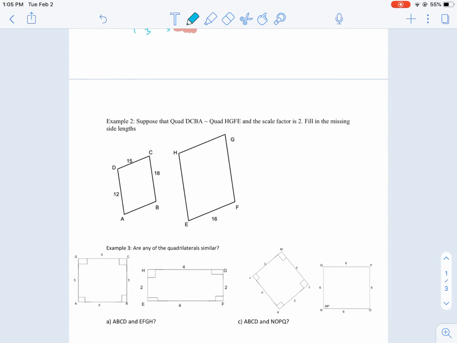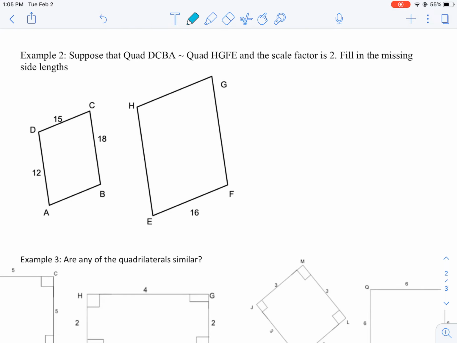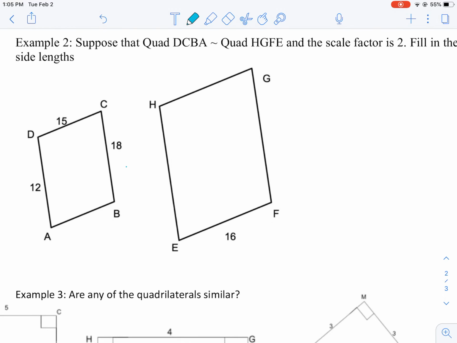So another example. All right, let's look at another one. So it says quadrilateral DCBA is similar to quadrilateral HGFE, and the scale factor is 2. Find the missing side length. So this one is a little bit easier, right? You should be able to do this one on your own. It says the scale factor is 2. It actually doesn't say a direction, but we can assume that since it's getting bigger, we can use the scale factor of the shape.